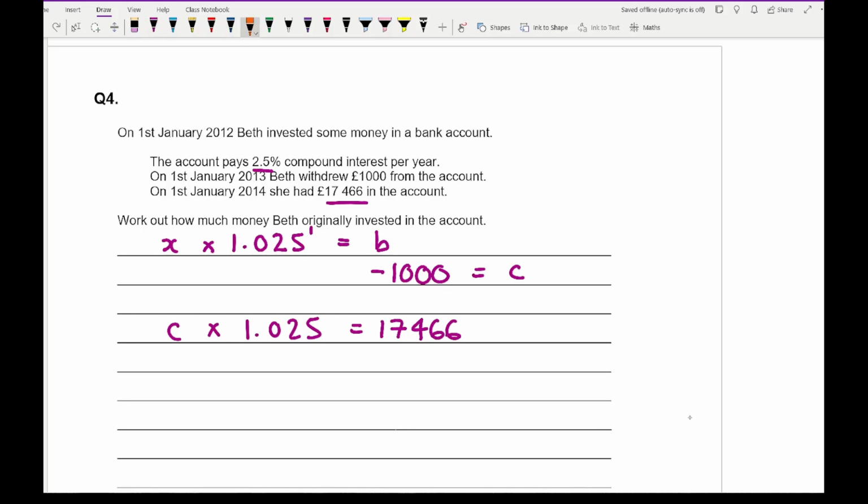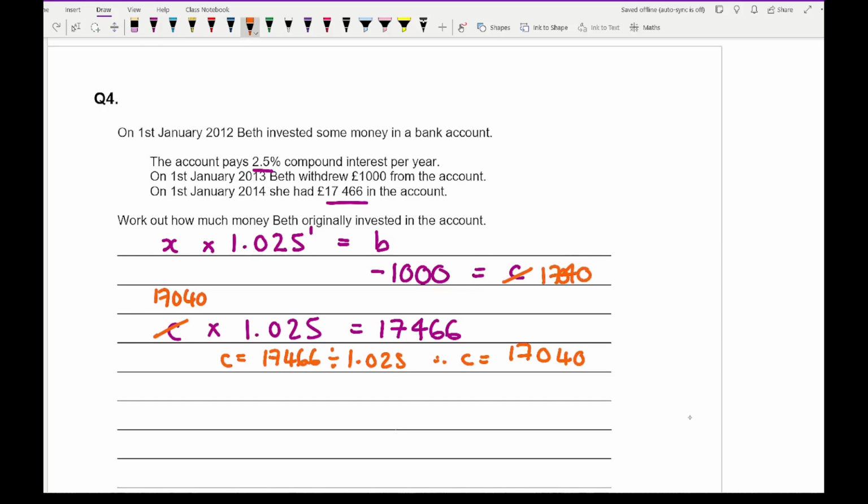So here C is going to equal 17466 divided by 1.025, and so therefore C equals, and it's going to give me an answer of 17040. So that's what C is. So I can replace that like so. Then with that, I missed out a 0 there.